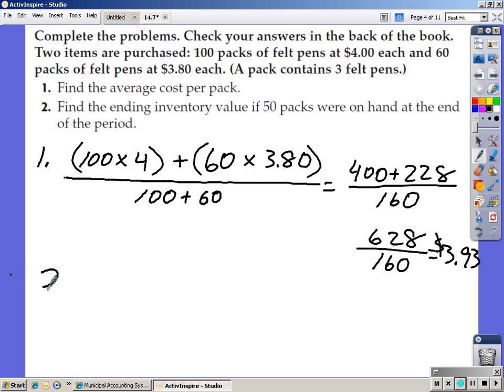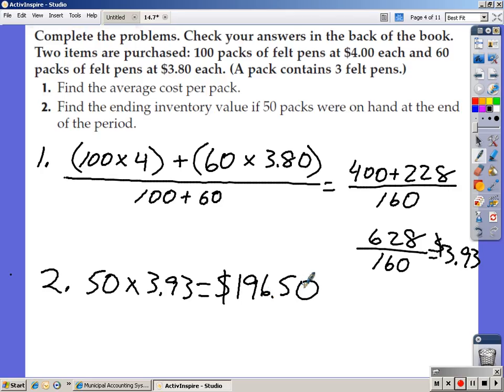Question 2 says find the ending inventory value if 50 packs were on hand at the end of the period. Well, 50 packs on hand at the end of the period times my average cost per pack of $3.93. So 50 times $3.93 is $196.50, my value of my ending inventory.